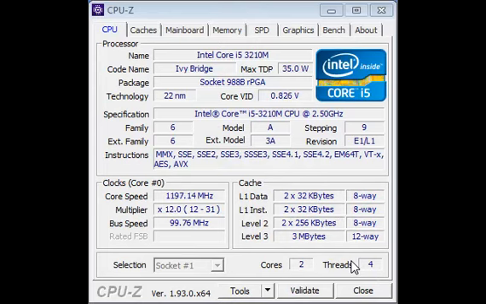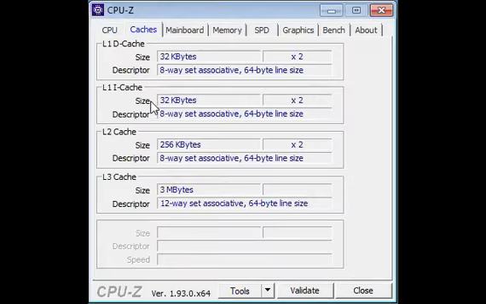which means that it supports hyperthreading. The cache tab tells the same information as we have discussed earlier: level 1 cache is 32 KB, and each core has a level 1 cache of its own. Level 2 cache is 256 KB, and again it is the individual size for both cores. And level 3 cache is shared between the two cores.